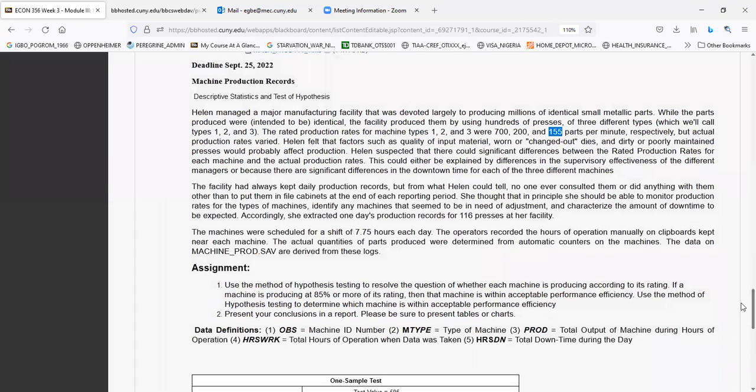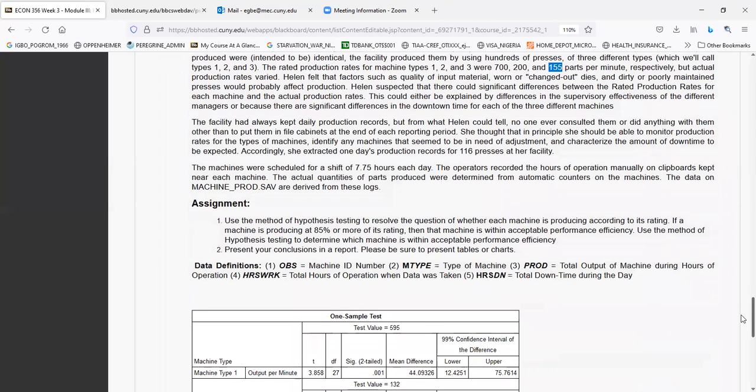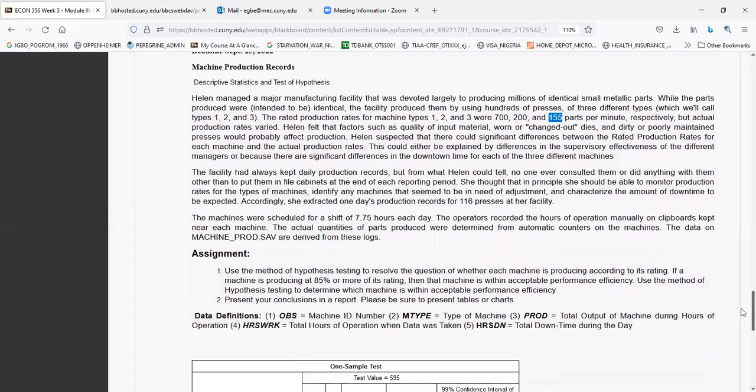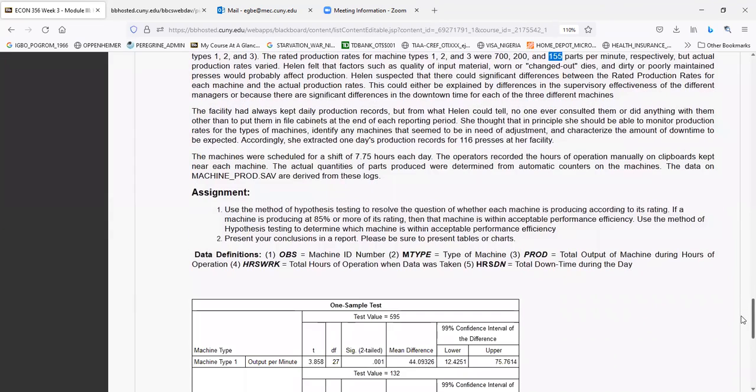Now, we have selected records, okay? And what is this problem asking us to do? The machines were scheduled for a shift of 7.75 hours for each day. All right.